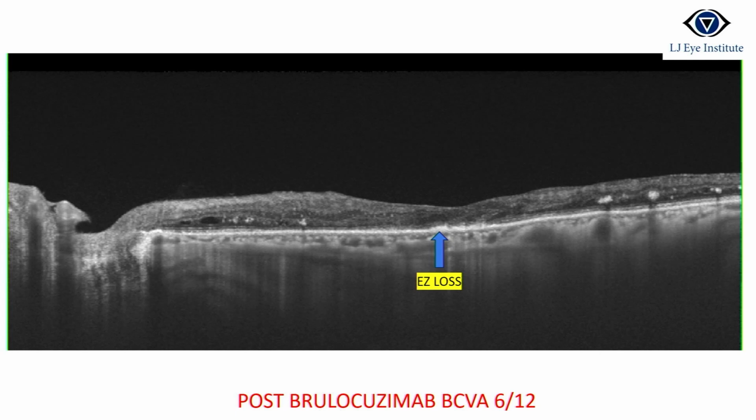Now here we have to see what is the reason why the vision has not resolved completely. So we can see there is an ellipsoid zone loss over here. So these are the factors which we can only pick up on OCT. When we keep on treating, every time we are not going to do angiographies for the patient. So OCT is a non-invasive tool and a very good tool for serial follow-up for the patient.